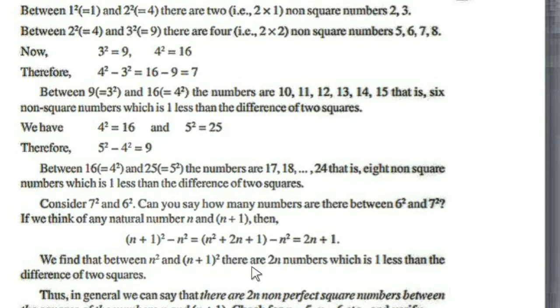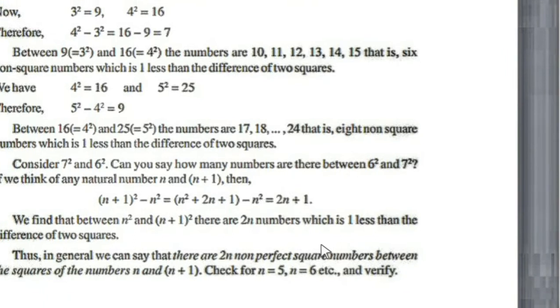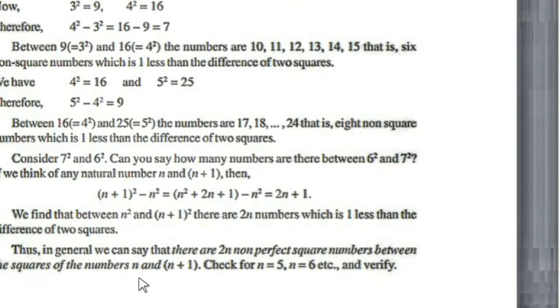So how many numbers are there? There are 2n numbers. Thus, in general, we can say that there are 2n non-perfect square numbers between the squares of the numbers n and n plus 1. Check for n equal to 5, n equal to 6, etc.